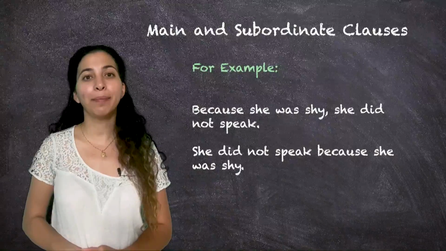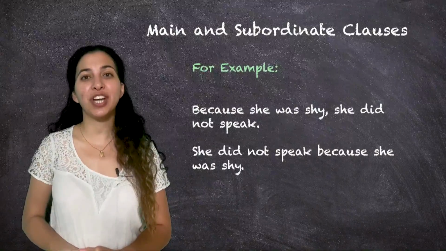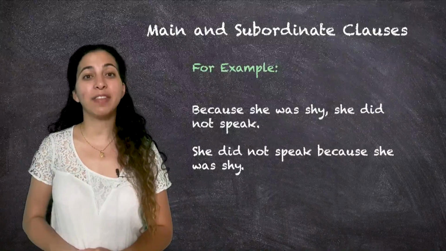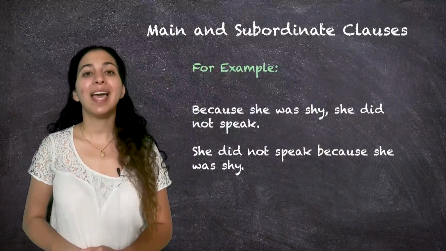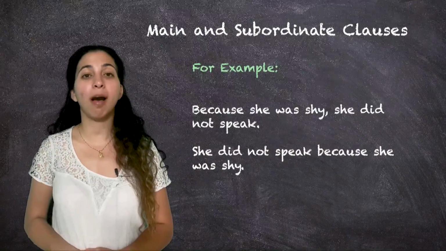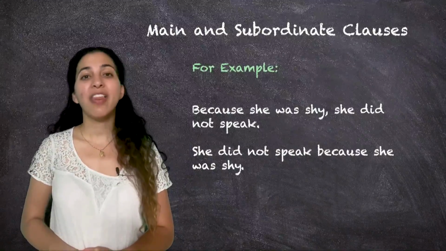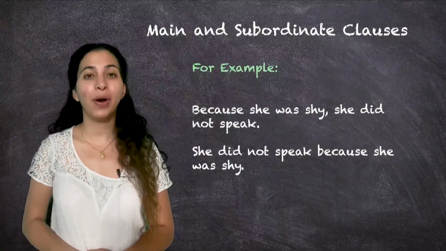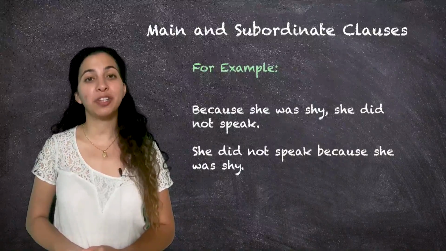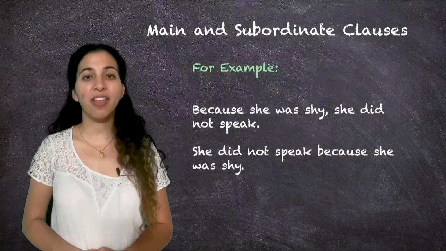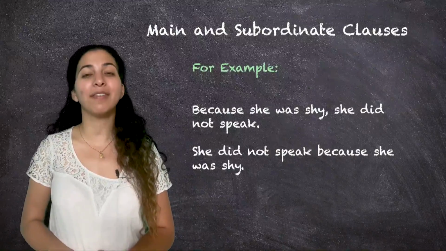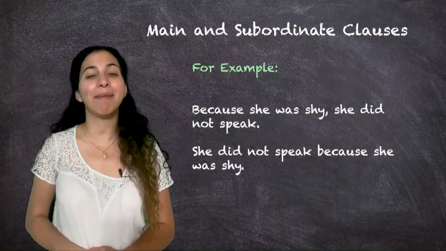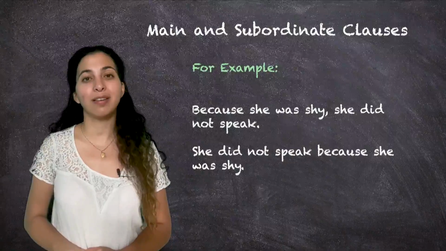For example, because she was shy, she did not speak. There's a comma at the end of the subordinate clause. If the subordinate clause comes after the main clause, there is no comma in between. For example, she did not speak because she was shy. Notice here there is no comma in the middle of the sentence. This is because the subordinate clause came after the main clause.